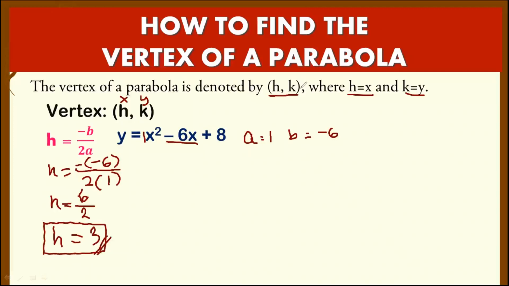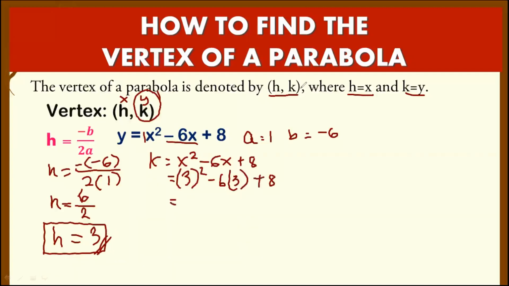After finding the h, we are going to find our k. k is equal to y. So we will replace our y with k in the equation. So you have k is equal to x squared minus 6x plus 8. Then we are going to replace the value of x with the value of h, because we know h is the same as x. 3 squared minus 6 times 3 plus 8.